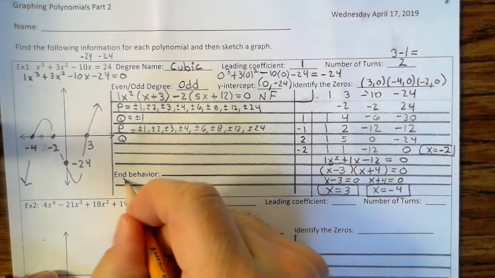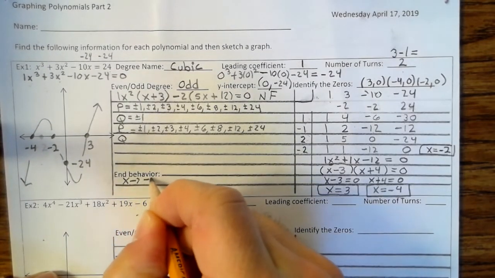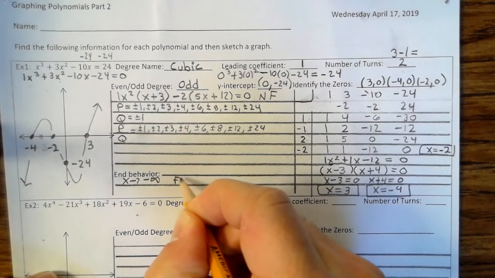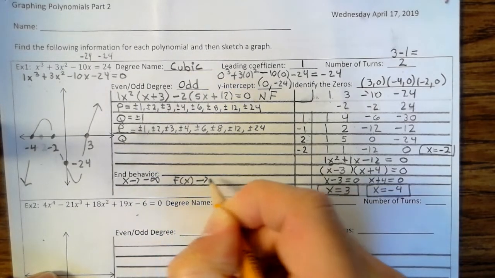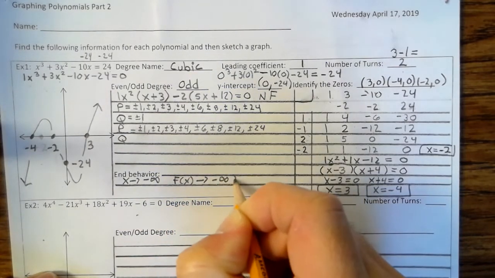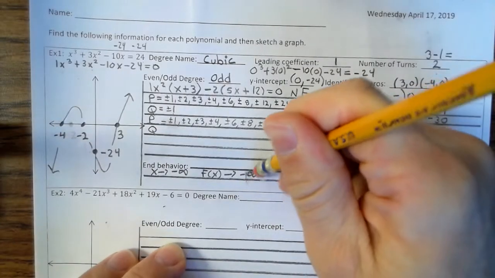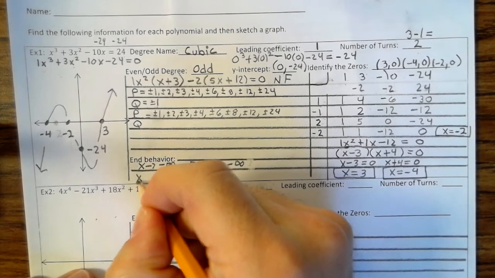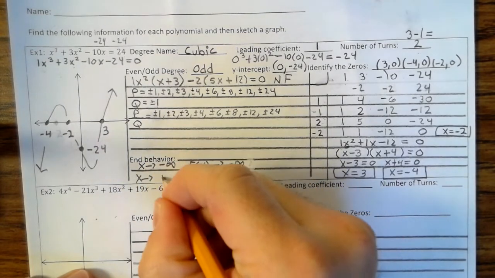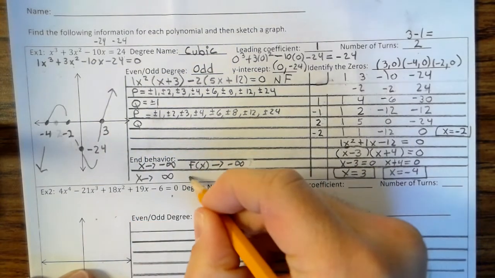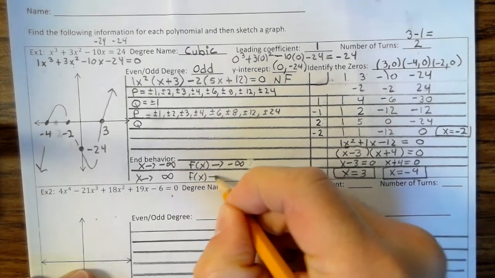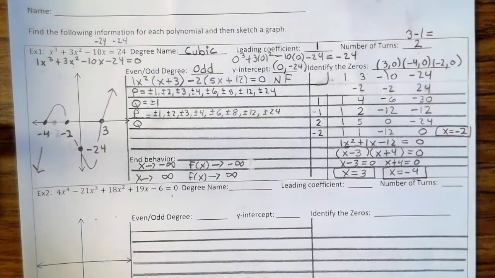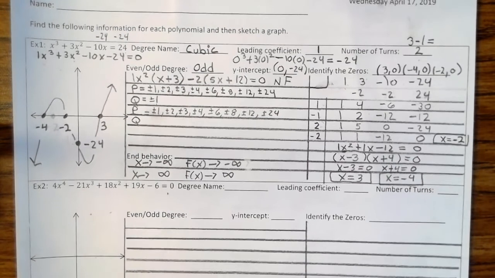Now in end behavior, as x approaches -infinity, that means it goes left. F of x approaches -infinity, meaning going down. Okay, now as x approaches positive infinity, that means going right. F of x approaches positive infinity, meaning going up. All right, go ahead and finish up example 1.